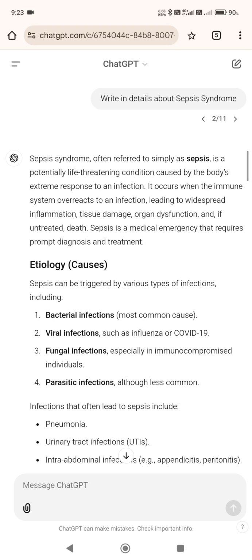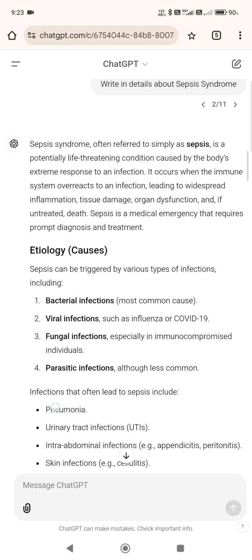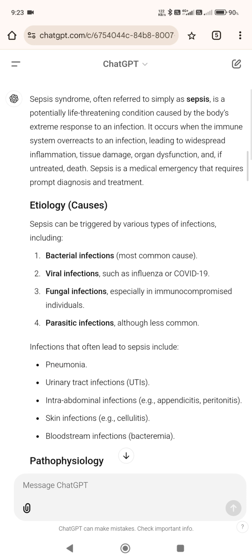Sepsis syndrome, often referred to simply as sepsis, is a potentially life threatening condition caused by the body's extreme response to an infection. It occurs when the immune system overreacts to an infection, leading to widespread inflammation, tissue damage, organ dysfunction, and, if untreated, death. Sepsis is a medical emergency that requires prompt diagnosis and treatment.